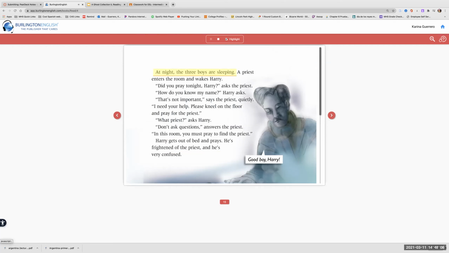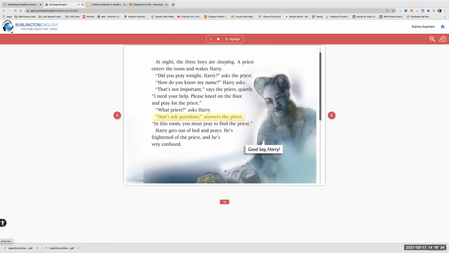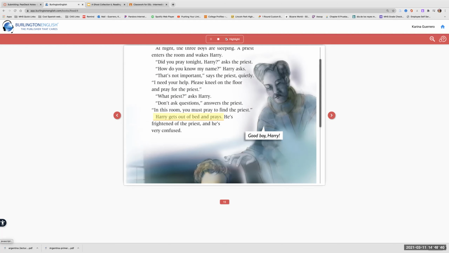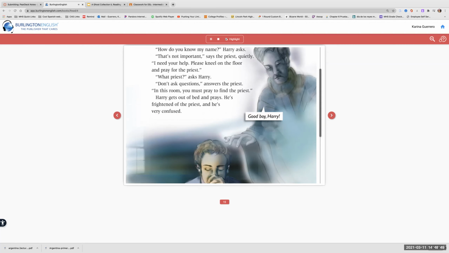At night, the 3 boys are sleeping. A priest enters the room and wakes Harry. Did you pray tonight, Harry? Asks the priest. How do you know my name? Harry asks. That's not important, says the priest quietly. I need your help. Please kneel on the floor and pray for the priest. What priest? Asks Harry. Don't ask questions, answers the priest. In this room, you must pray to find the priest. Harry gets out of bed and prays. He's frightened of the priest, and he's very confused. Good boy, Harry, the priest says.